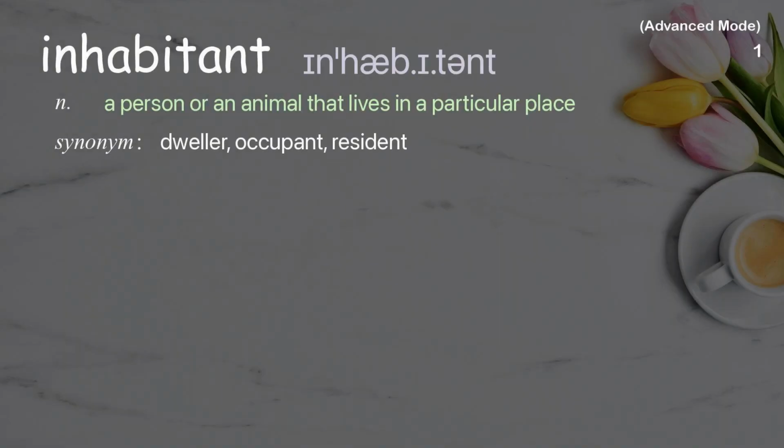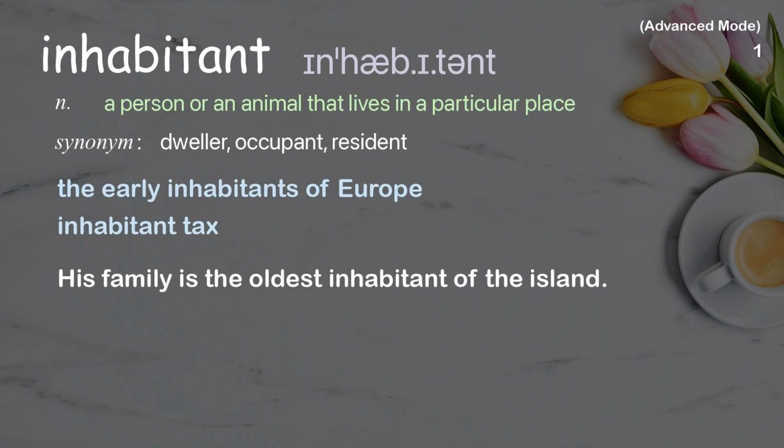Inhabitant. A person or an animal that lives in a particular place. Examples: The early inhabitants of Europe. Inhabitant tax. His family is the oldest inhabitant of the island.